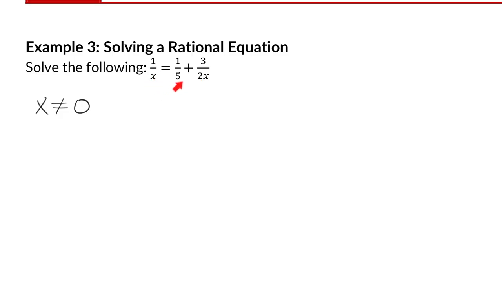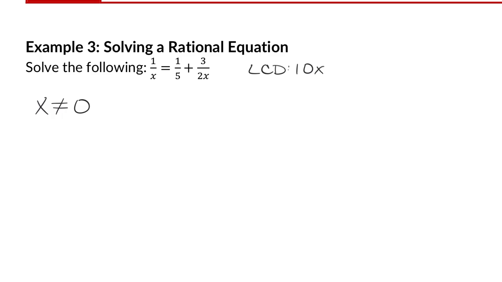Can x divide into 2x? Yes. Can 5 divide into 2x? No. So 2x can't be our least common denominator. We need to try to think of a denominator that will divide. Can anybody think of one? 10x, right? Because 5, 10, 15, right? 10 is an even number. So we're going to use our least common denominator as 10x.